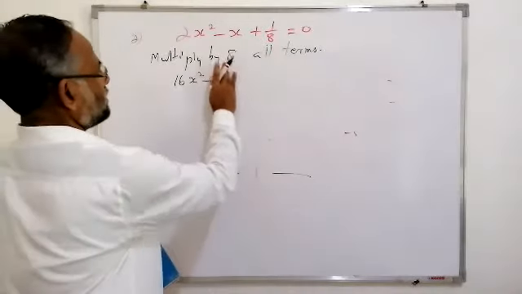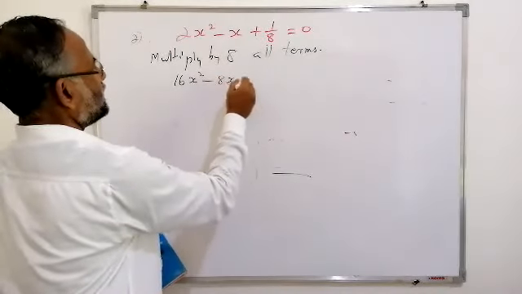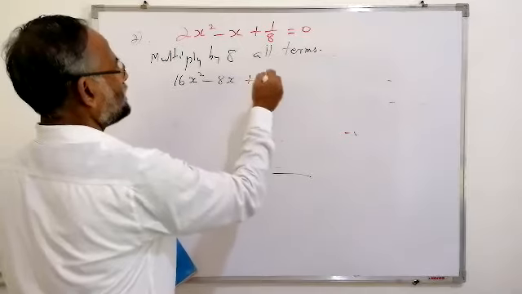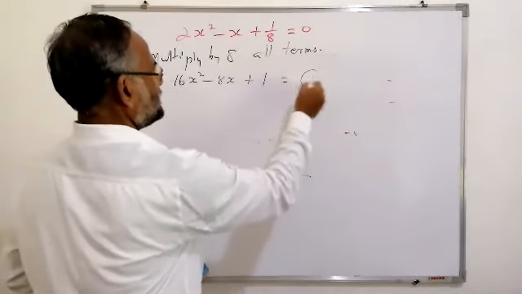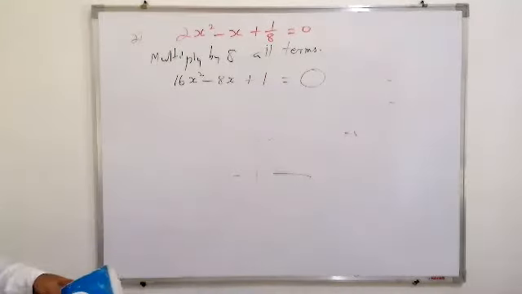Then here 1 by 8 into 8, 0 into 8, 0. See, standard form.